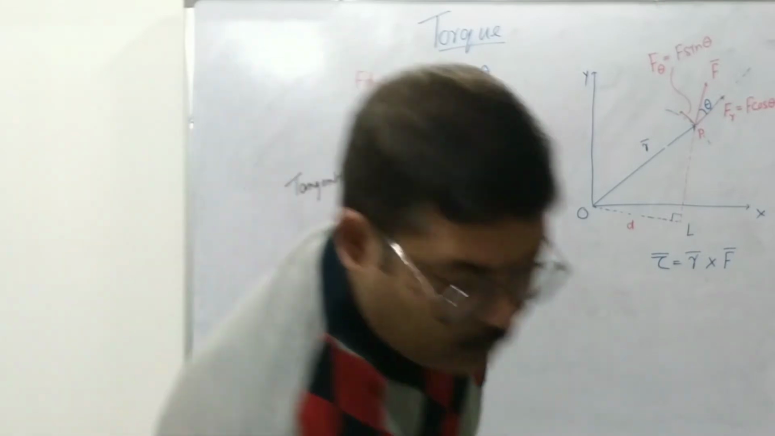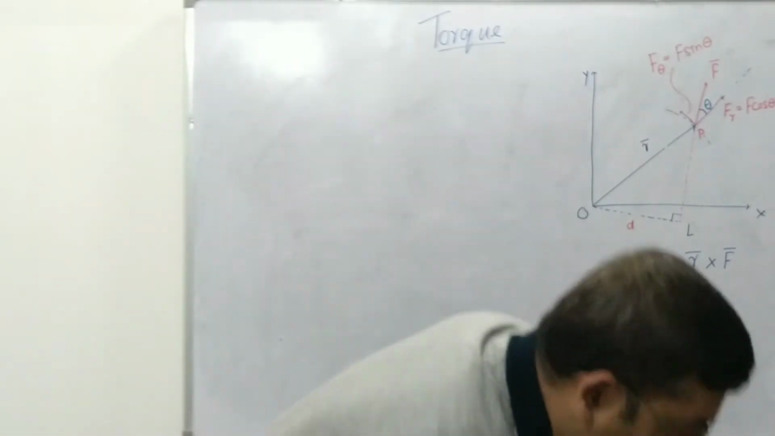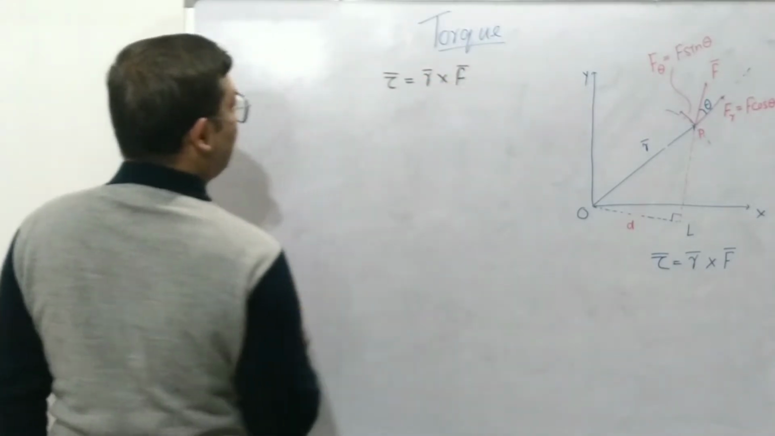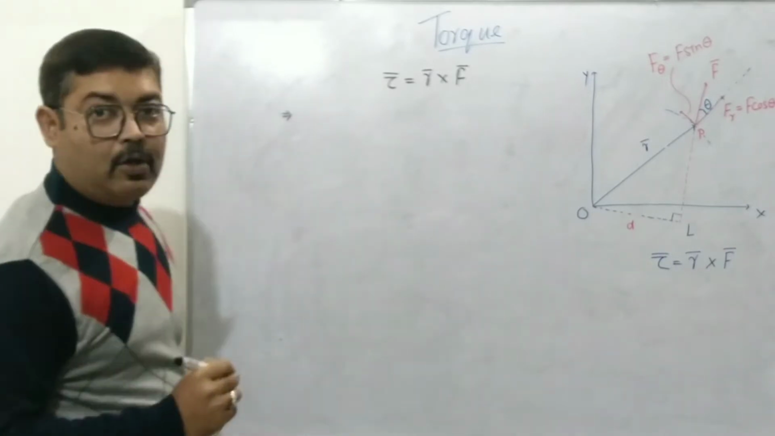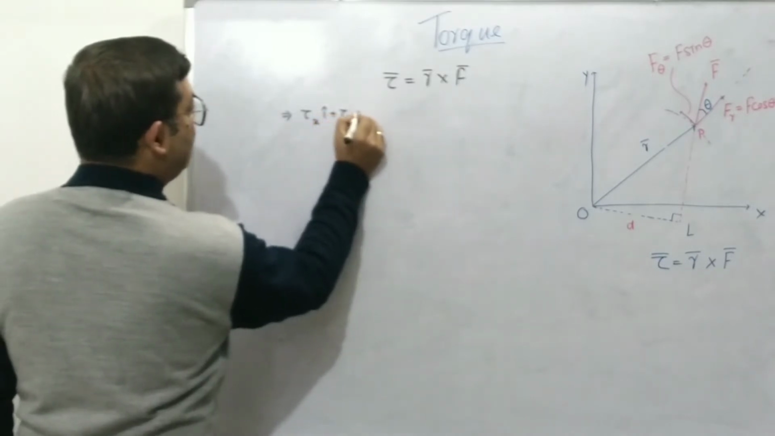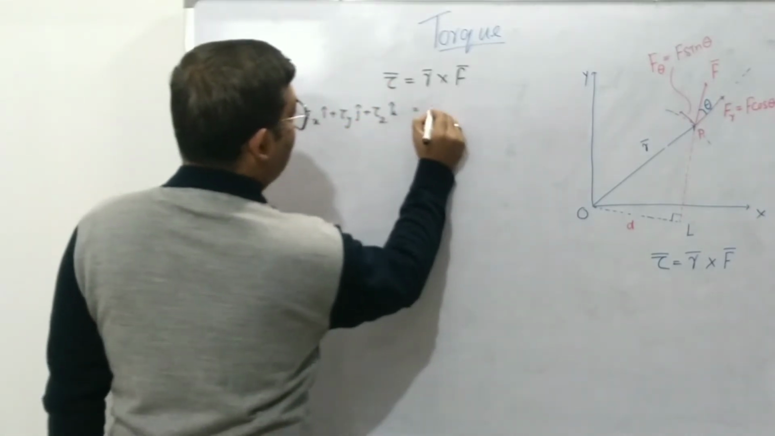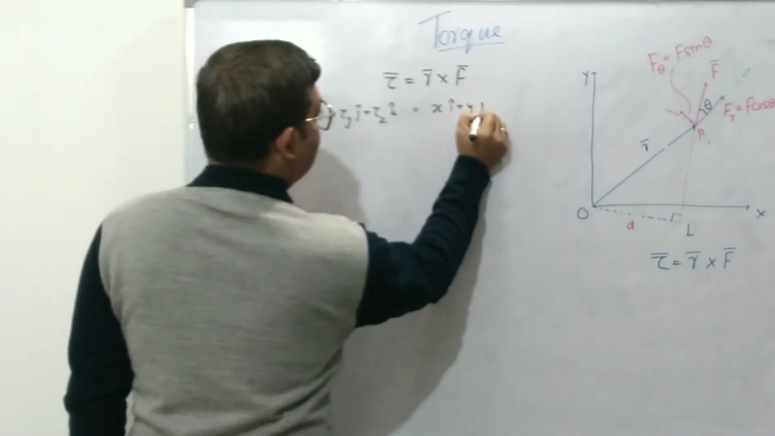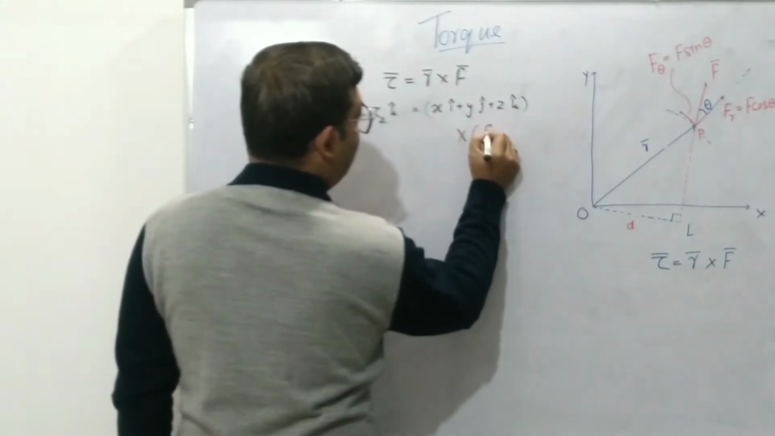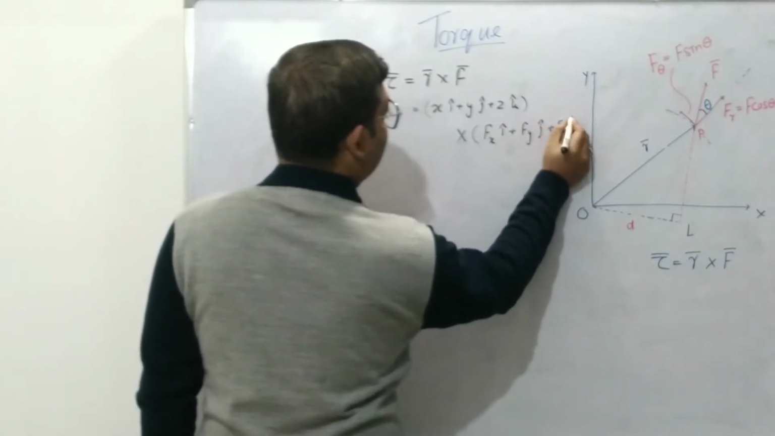clear? So now if we move on to the vector equation, tau vector, the torque vector, equals R cross F. We can write in terms of rectangular components that tau x i cap plus tau y j cap plus tau z k cap, which is the torque vector, must be equal to x i cap plus y j cap plus z k cap cross force vector Fx i cap plus Fy j cap plus Fz k cap.